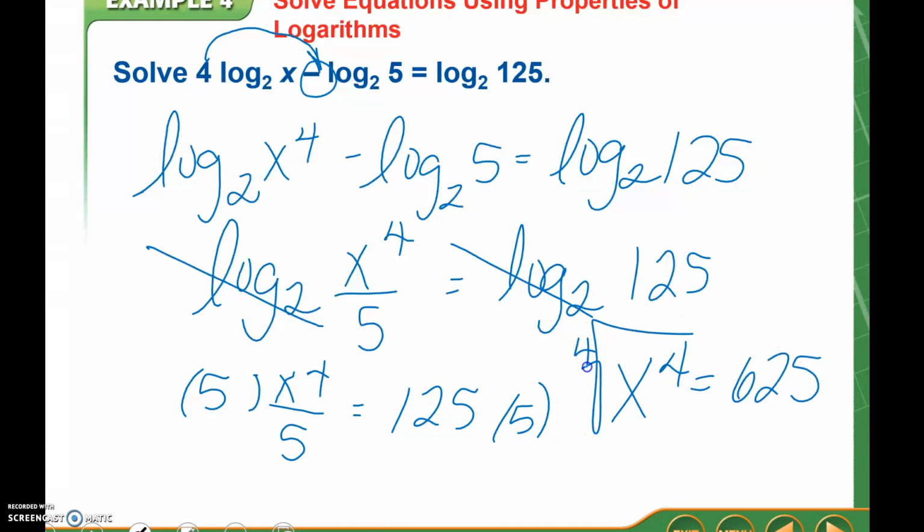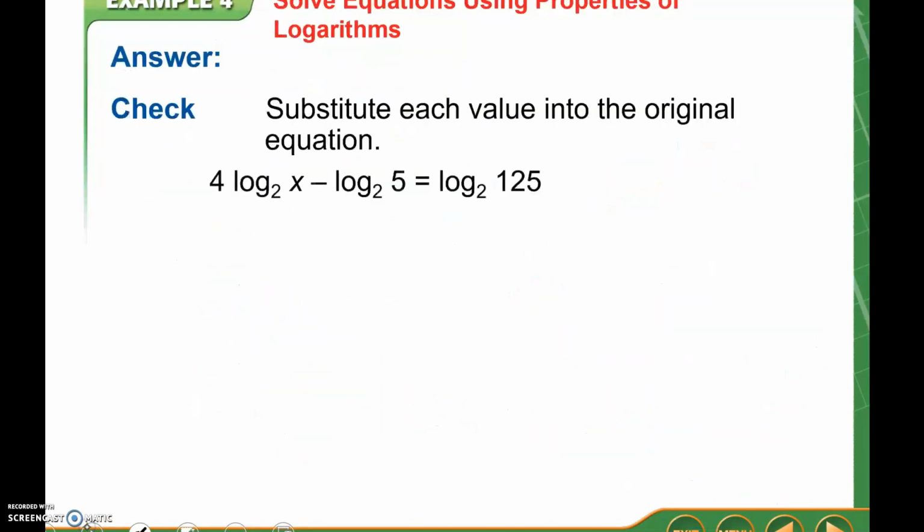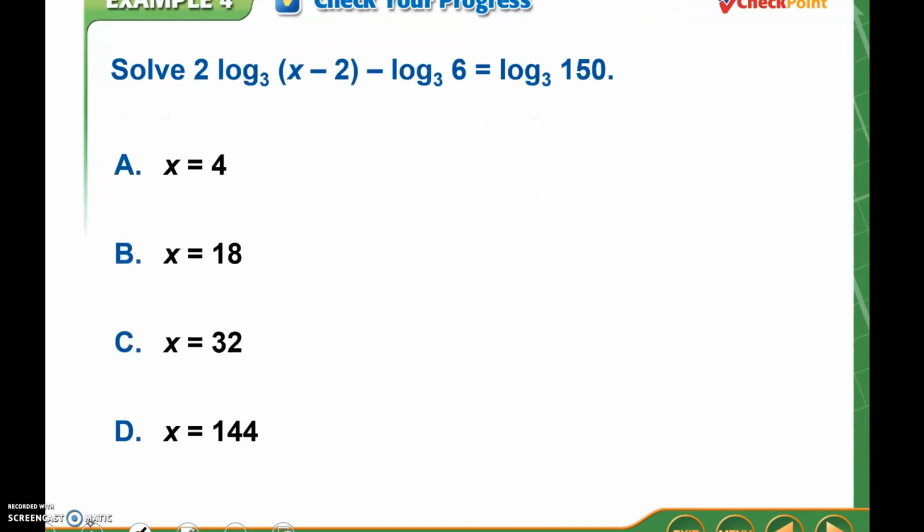Take the 4th root of both sides. x equals 5. When we plug that back in, we don't get a negative, so we check that, and that's our answer. So we're going to use those properties to get into a single log. We're going to look at one more, and then I'm going to let you work.